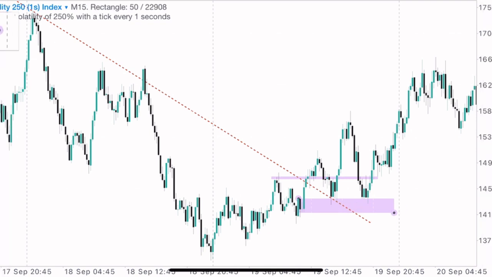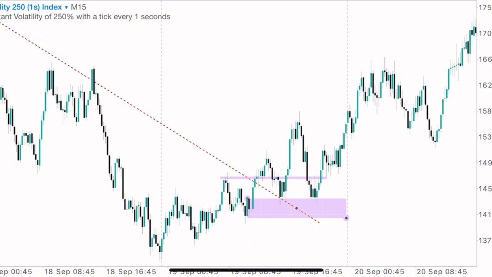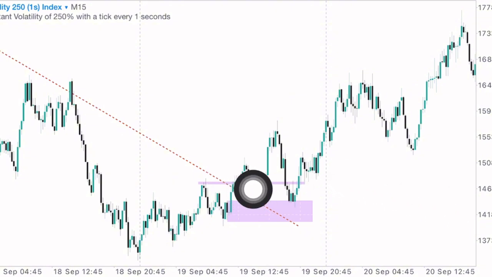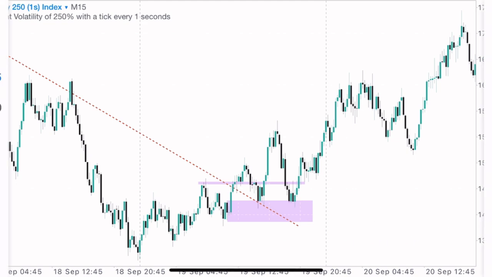If you don't know what another block is or how to spot the other block, let me know in the comment section and I'll make a video about it. All right, so this is the other block here. You mark it, and as soon as price returns to it, as you can see, price came back to it about 2 times. That's your entry. You take your entry right there.